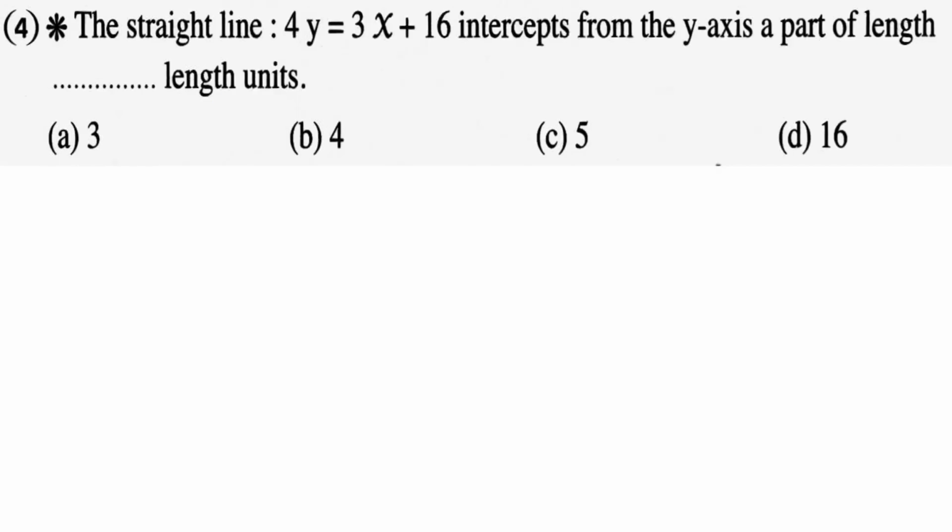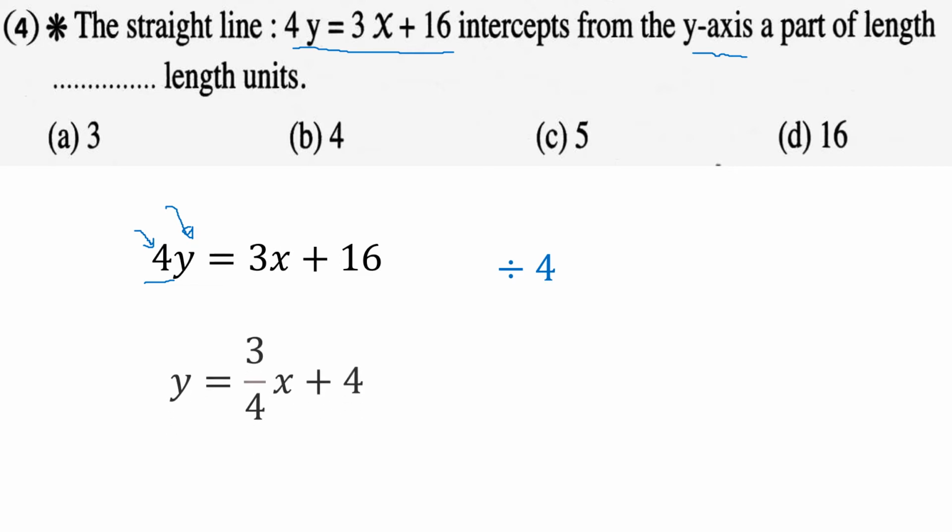Question 4. The straight line y equals 3x plus 16 intercepts from the y-axis a part of length. What is that length? We want to find it. First of all, we write the equation as it is. Second, I must make sure that the y coefficient is 1. But it is 4. What do I do? Divide all the equation by 4. When we divide this by 4, it will give me y. When we divide this by 4, it will be 3 over 4. And when we divide this by 4, it will give me 4. What is the y-intercept? This part. So it is choice B.